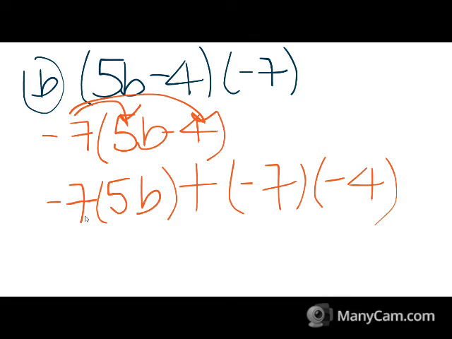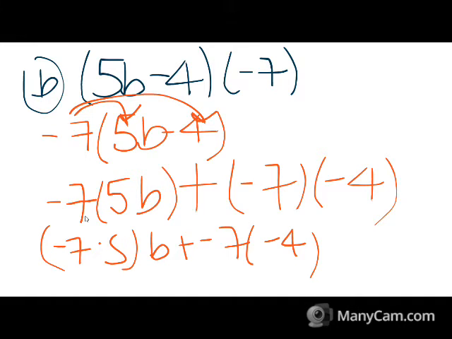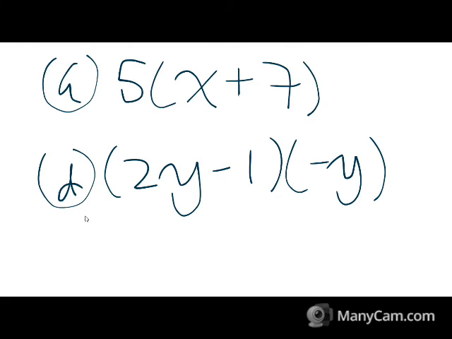So negative 7 times 5b. Remember, we could use the associative property to switch the parentheses around. Plus negative 7 times negative 4. So we're left with negative 35b, remember, because that's a negative times a positive. Plus, and what is a negative times a negative? A positive. So negative 7 times negative 4 is 28. So this is negative 35b plus 28. So remember, we use the rainbow property, the distributive property, to distribute negative 7 to both terms. So why don't you try 5 times the quantity of x plus 7 and the quantity of 2y minus 1 times negative y.